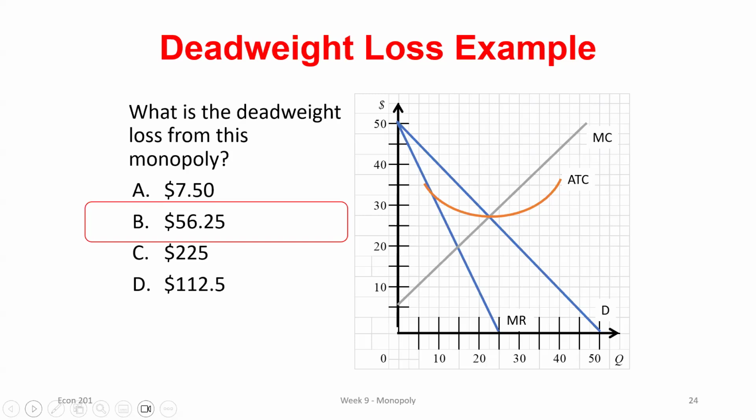So that would be what? This entire triangle. So here, consumer surplus would be what? 100 minus 50 is the height, times 0 to 10 is the width, times 1/2. So I end up with what? 250, if I'm doing math in my head correct.